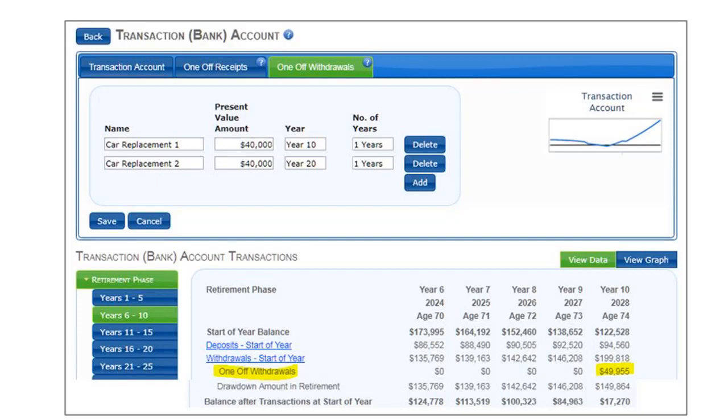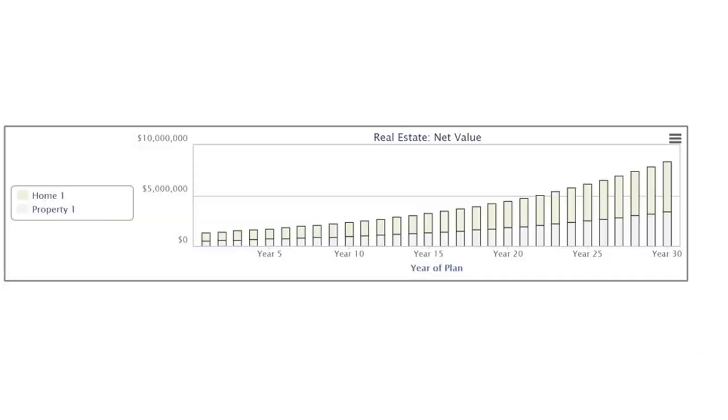The money has already been deposited into the transaction account and is ready for transfer to the budget for purchase of the car replacements. The net rental income is deposited into the transaction account and will be used as part of the retirement income allocated in the budget.